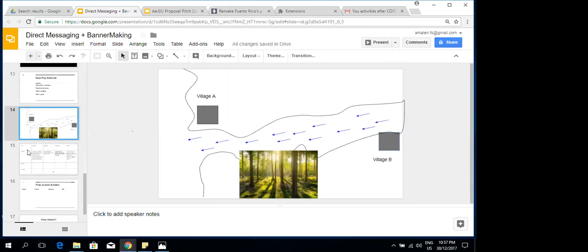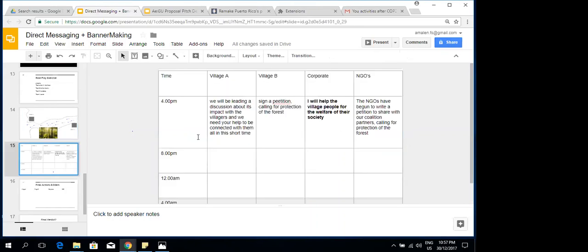Okay. Just checking. Village A is working with the NGOs. They are leading the discussion. Good job, Village A. Thank you. Good impact, yes. We need your help connected with them in the short time, all right? And Village B is helping by signing a petition. So Village B, you're working together with everyone? Yes, yes.